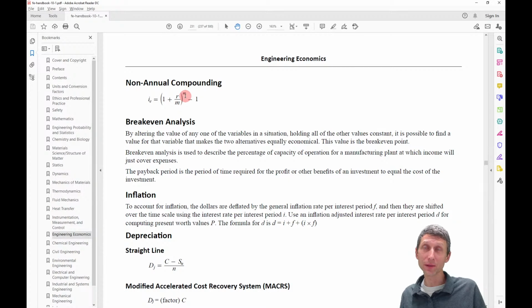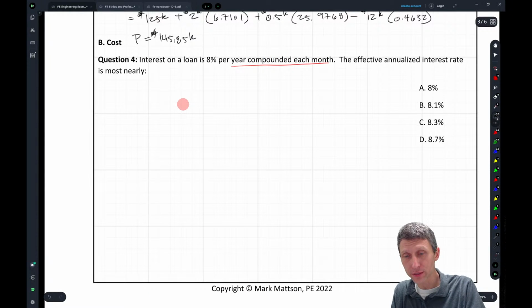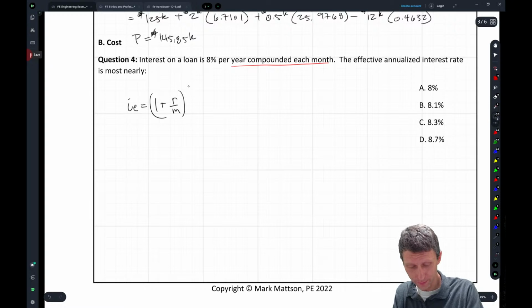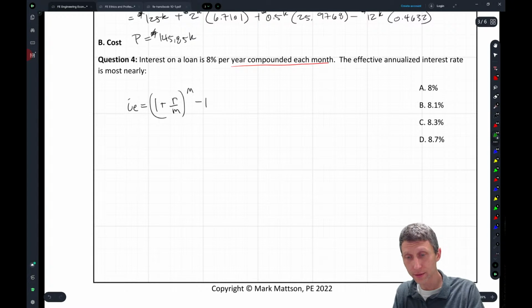So M can be months, it can be quarters, you can do kind of whatever, but I'm just going to use this formula here and make it work. This one is fairly straightforward. The effective rate is going to equal 1 plus R over M, to the power of M, minus 1. So that's the formula you're given, where R is the annual rate.